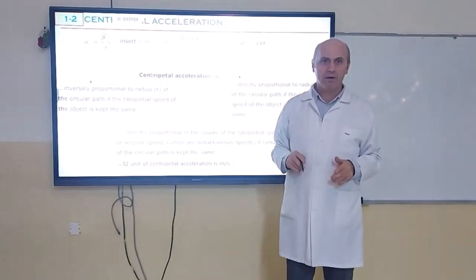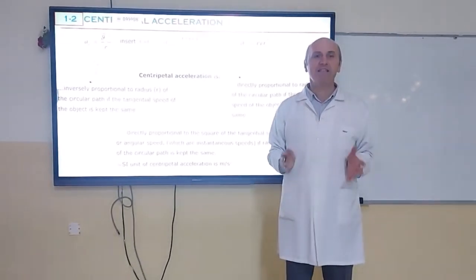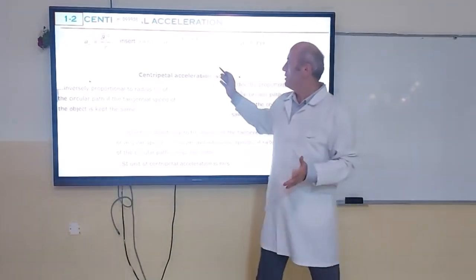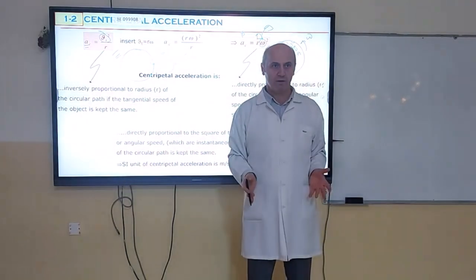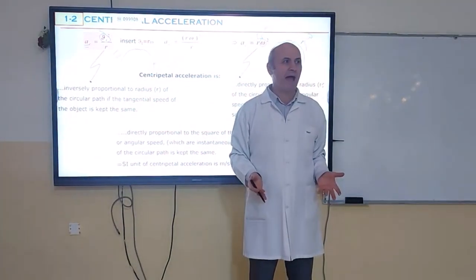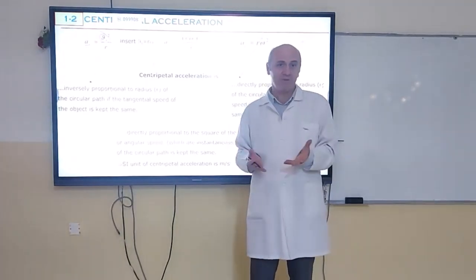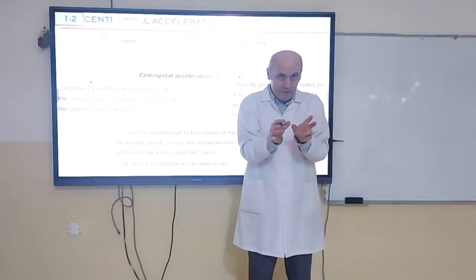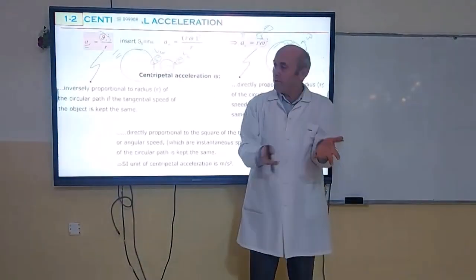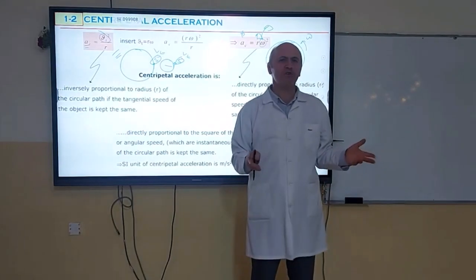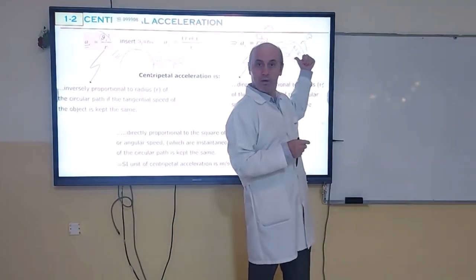Yes? Teacher, if it says the VT is different, we have to use the second equation? The case must be set. For example, two automobiles moving in two different circles, so these are independent paths. If the tangential speed is kept the same for both, then AC and R are inversely proportional. But if they say they're independent, but we are going to keep omega the same, in this case you should use this equation.